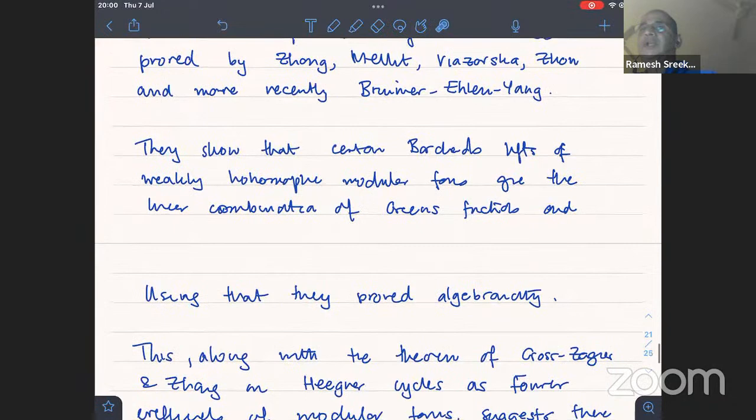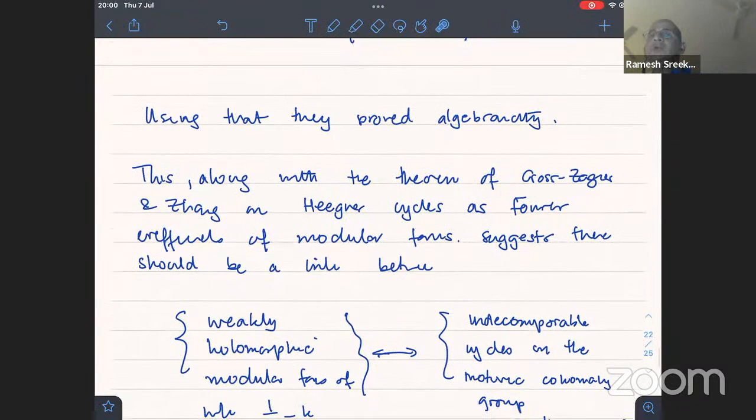Okay. So if you put these two things together, the fact that motivic cycles also give you algebraicity, these higher Chow cycles.